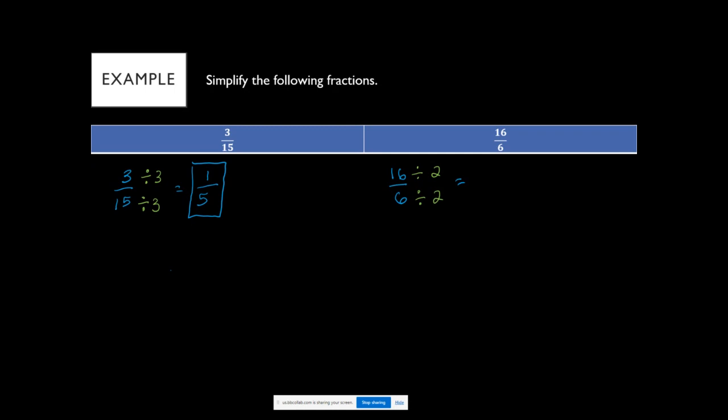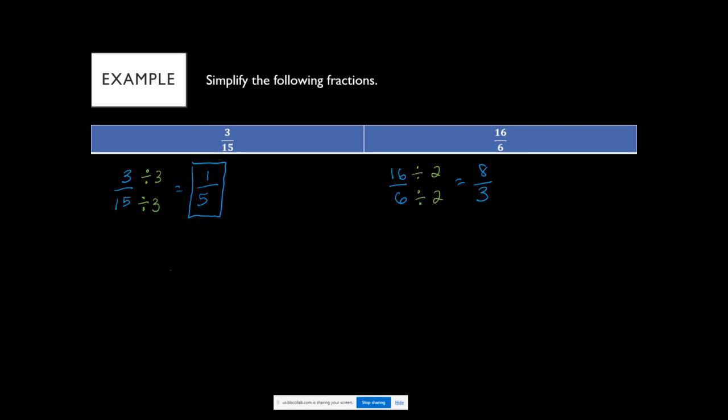So 16 divided by 2 is 8. 6 divided by 2 is 3. So now we have 8 over 3. And if we want to reduce this further, we're looking for a number that we need to divide out of both of them. One common thing that I see a lot of people do is they divide the top and the bottom by different numbers. So they might say, oh, I can divide 8 by 2 and 3 by 3. You can't do that. You have to divide them by the same number.